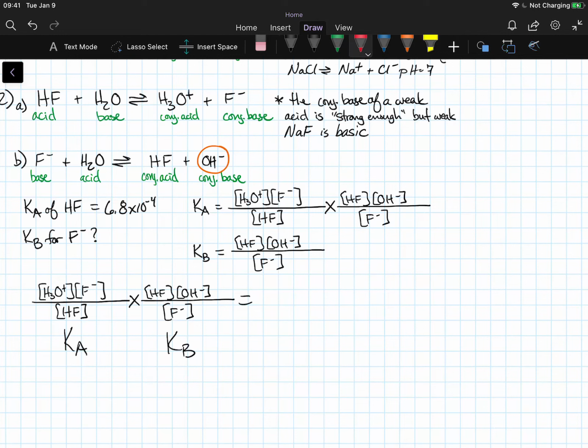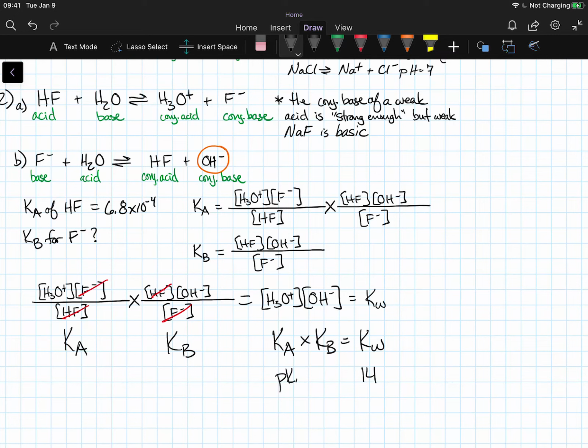What do we get? Well, we can cancel out the F minus, we can cancel out the HF, and then the only things that are left over are H3O plus and OH minus, which we know what this is. This is the autoionization of water, gives us Kw. So we can conclude now that Ka times Kb is equal to Kw. And if we were to take the negative log of all of these things, since Kw is always 1 times 10 to the negative 14th, negative log of that is 14, and we can also say pKa plus pKb is equal to 14. So either way, if you have a pKa, you can find the pKb. If you have a Ka, you can find Kb. If you have Kb, you can find Ka, so on and so forth.